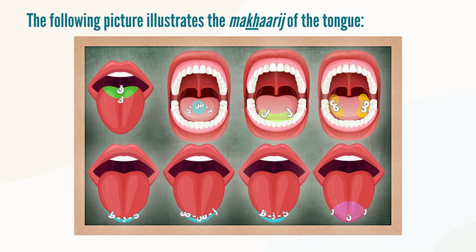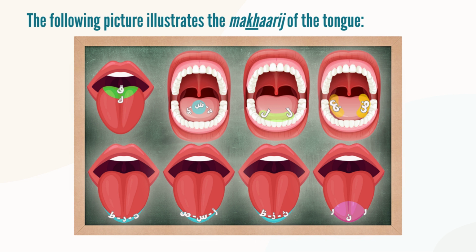Then we move forward towards the tip of the tongue, and in this area we have five minor articulation points. The first of them is for the noon, while the second is for the ra. Then we have three minor articulation points in the tip of the tongue, each include three letters. The one for tha, dhal, and dha, and one for za, sin, and sad, and one for ta, dal, and ta. So these are a total of 18 letters distributed over the 17 minor makharij in the major specific makhraj, the tongue.